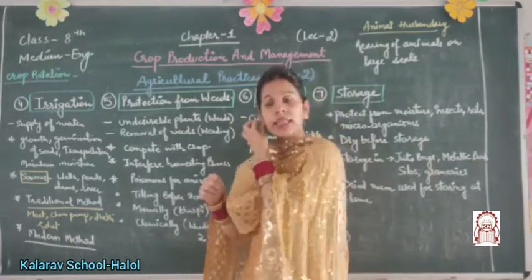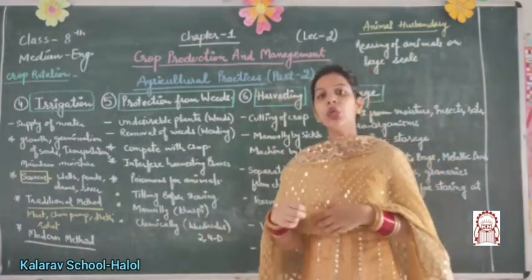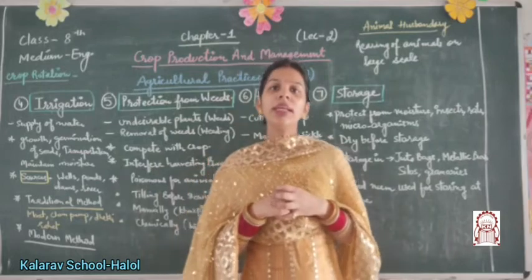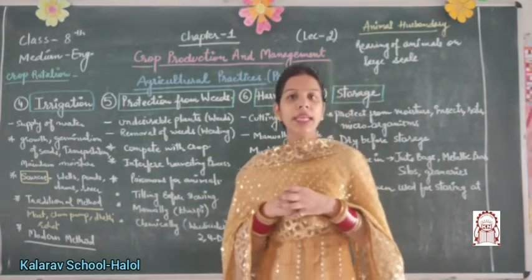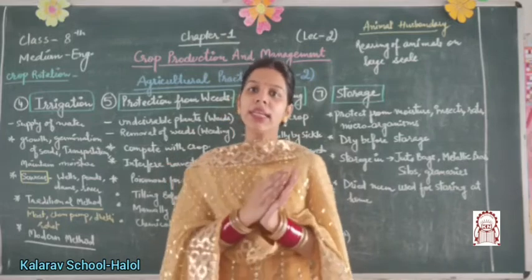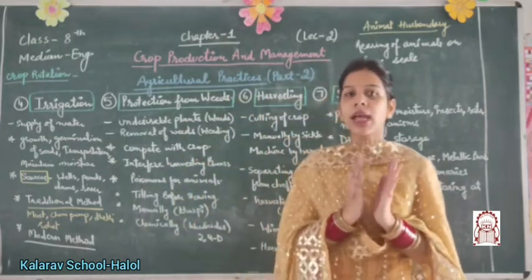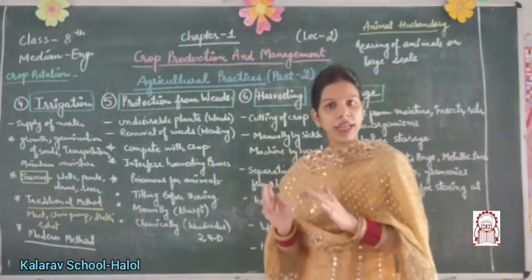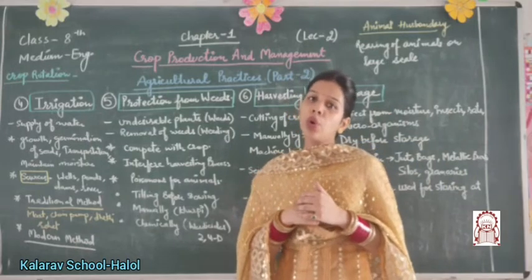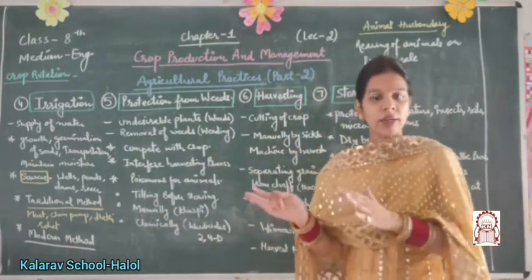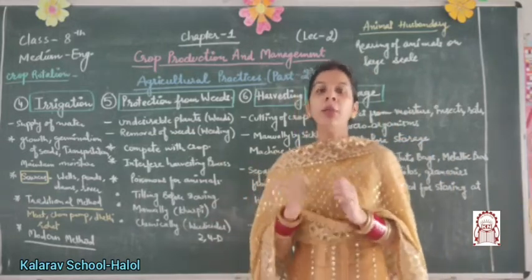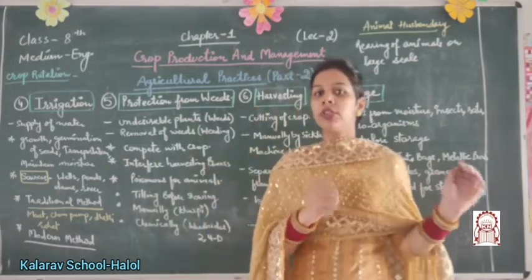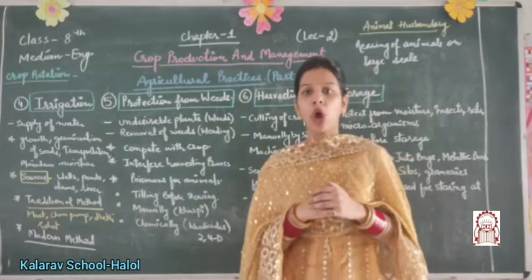Now before starting the topic agricultural practices part 2, I have to teach you about crop rotation. What is crop rotation? As the name indicates, growing crops alternately in the same field is called crop rotation. Which means as we grow a crop in the field, we then grow a different crop in the same field. In this way we can help to maintain the nutrients of the soil and maintain the texture of the soil. So that is crop rotation.